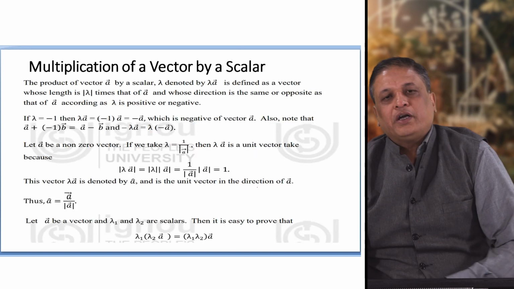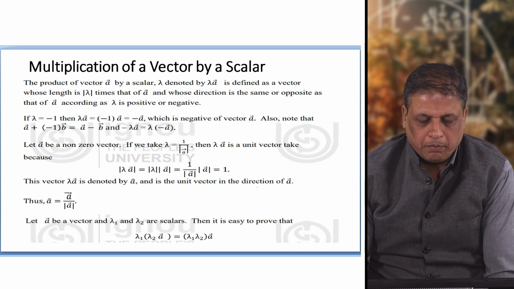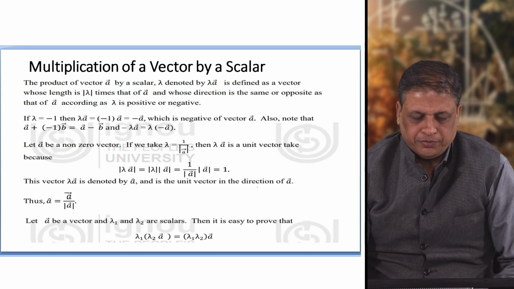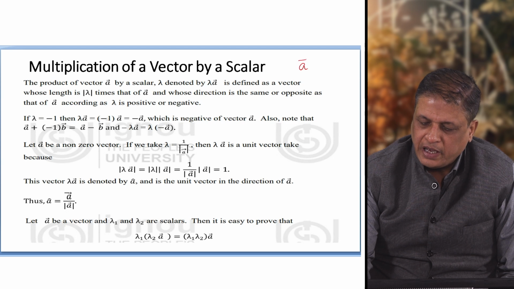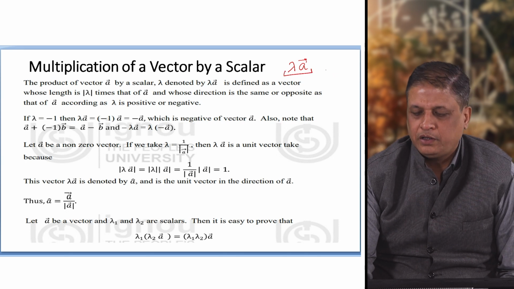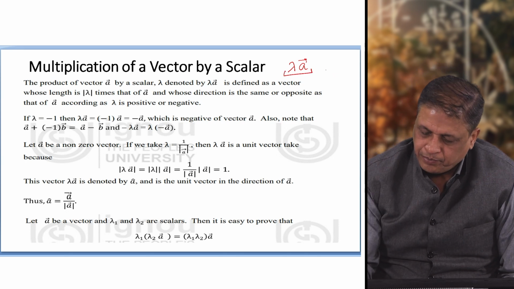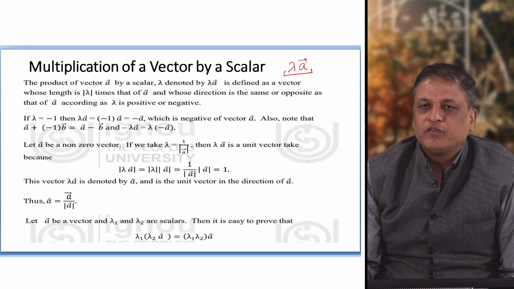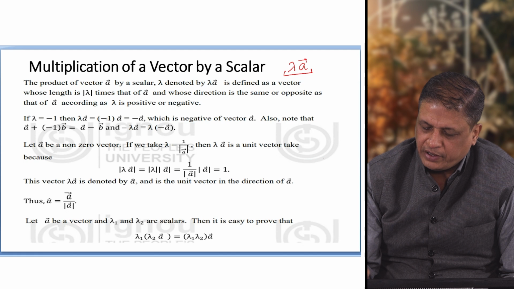Now, there is an important concept, which is the multiplication of vectors. Say we have a vector A, and we multiply this vector by some scalar constant lambda. Then we get a new vector, that is lambda A vector. This concept is similar to the situation when we discussed the concept of the unit vector.